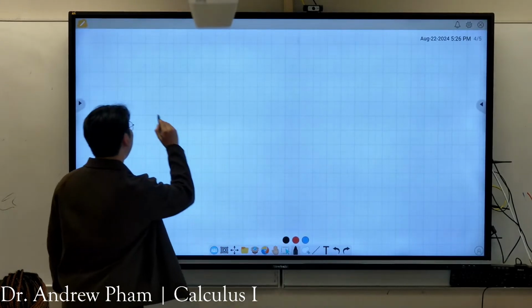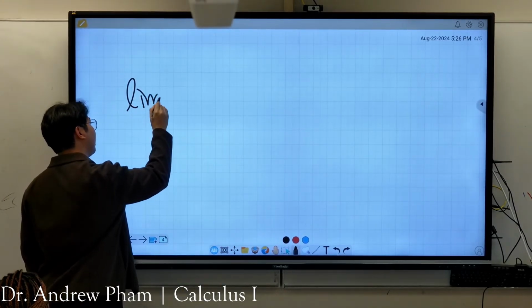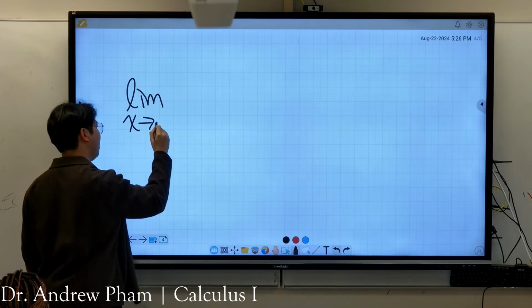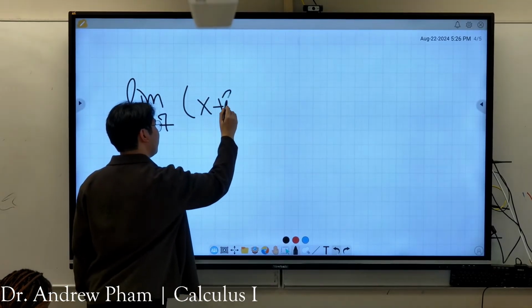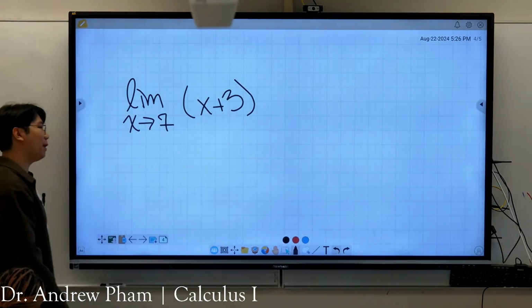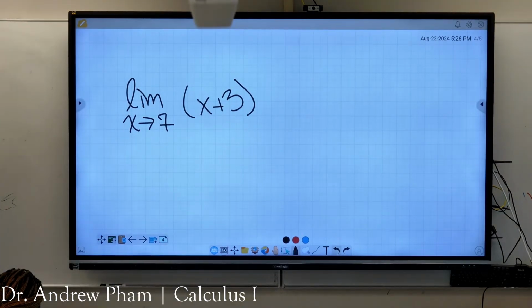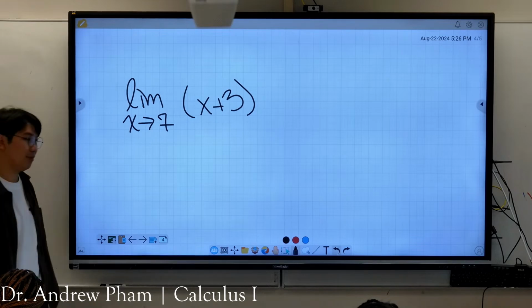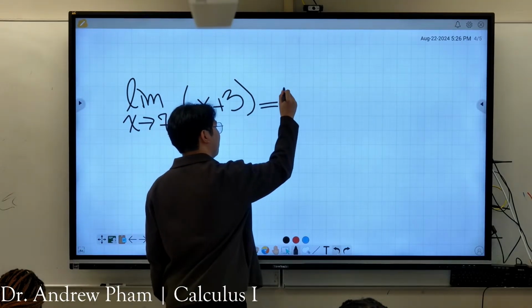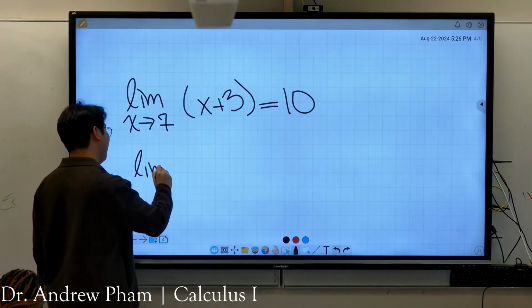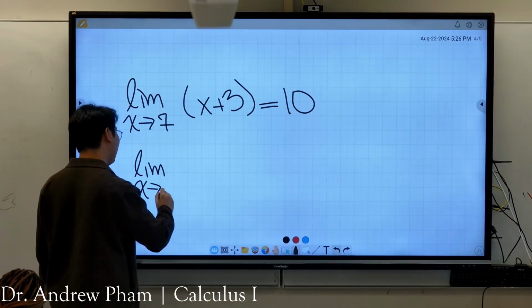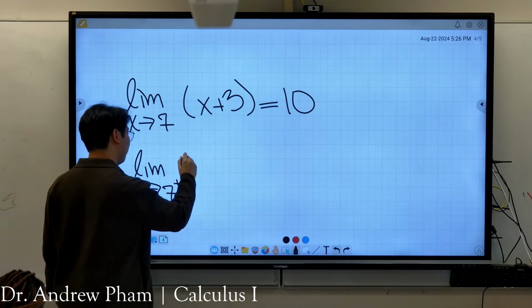So what I'm saying here is that we're used to seeing this already. Limit as x approaches, I don't know, 7 of x plus 3. Quick review, what's the solution for this? 10, because I can quite literally just plug in 7 plus 3 and I get 10. My question now will be, does anything change if I did this?